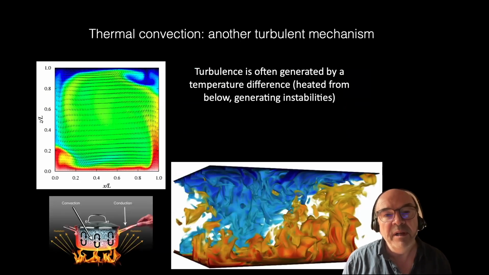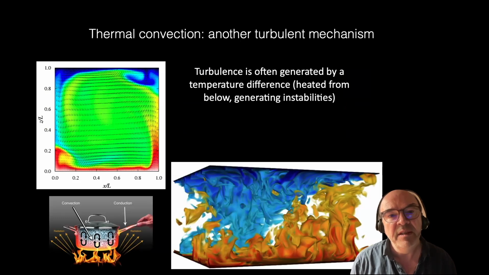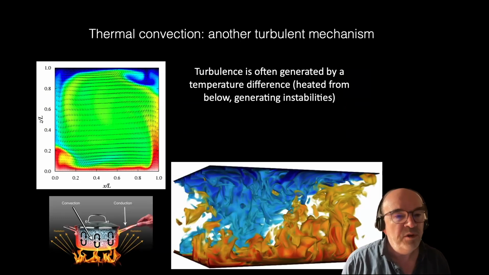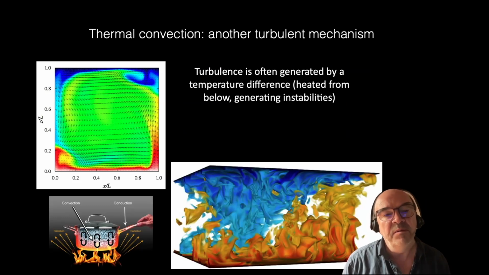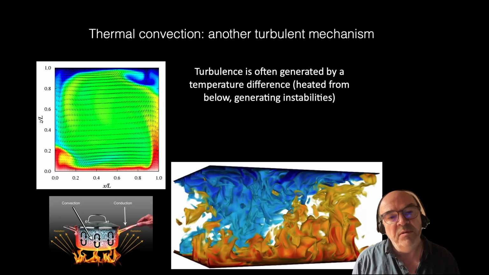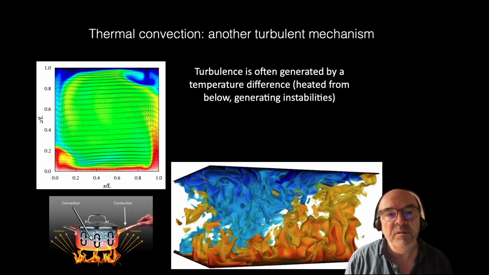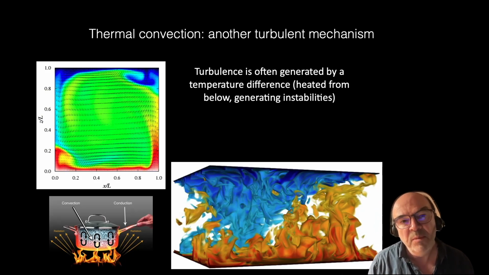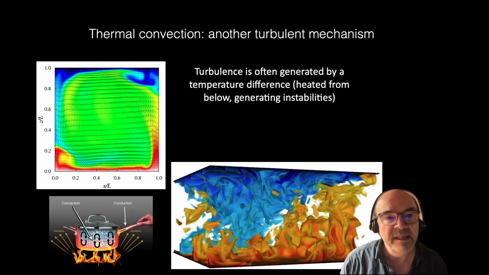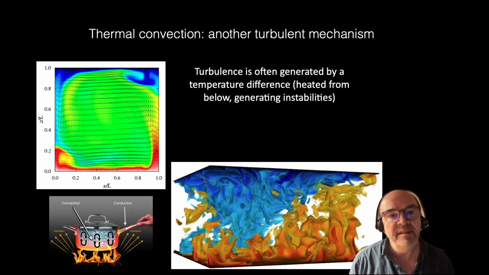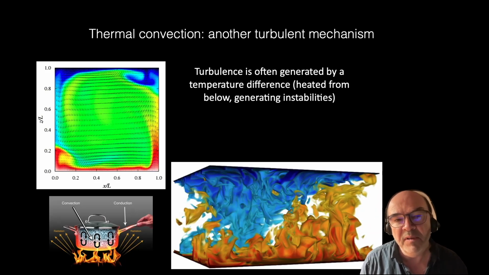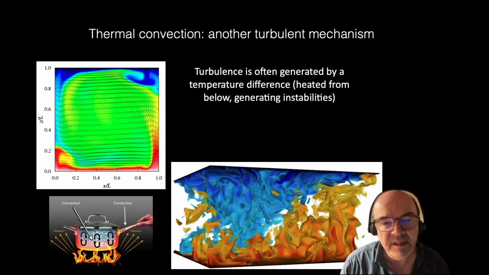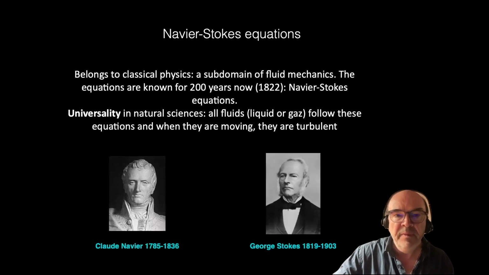You also have thermal convection, which is another turbulent mechanism where turbulence is generated by a temperature difference. When you are cooking, for example, you have hot water below and cold water at the top, and because they have a different density, some movement is generated, and if you are above a given threshold, then you have instabilities and then you generate turbulence.